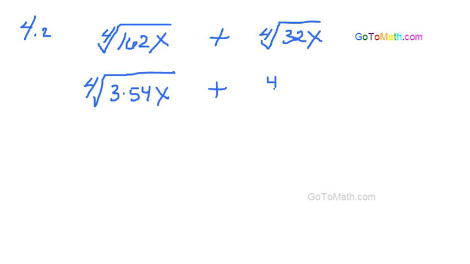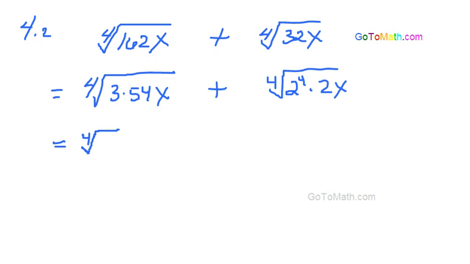Then over here, we have 4 roots of 32x. 2 to the 5th is 32, so we can break this up as 2 to the 4th times 2x. I've got a feeling we're going to need a 2x over here as one of our like radicals. And the 4th root of 2 to the 4th is just going to be 2.